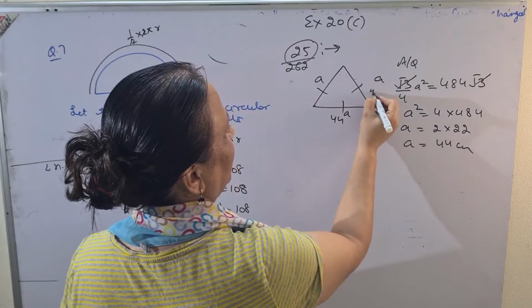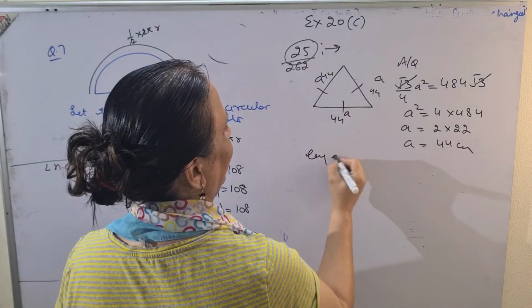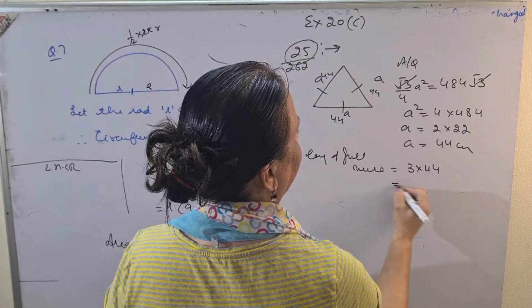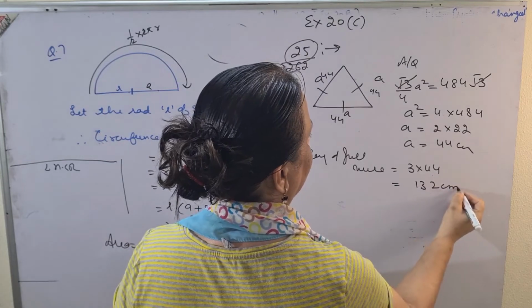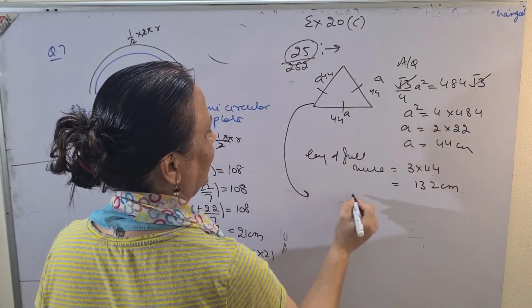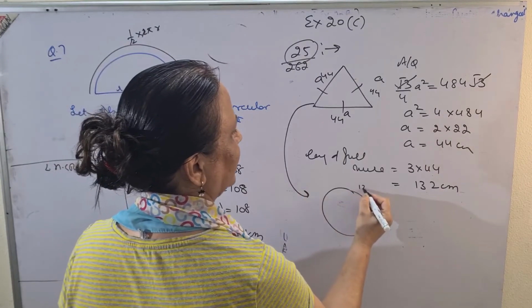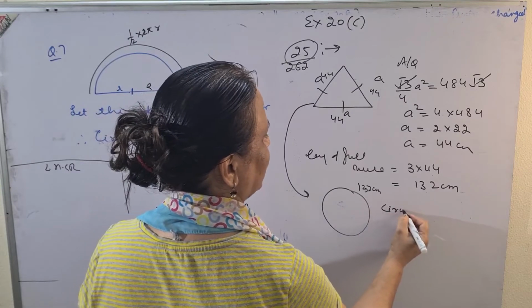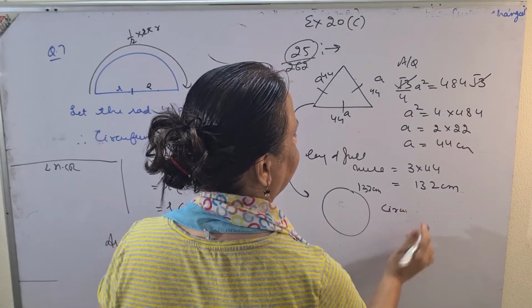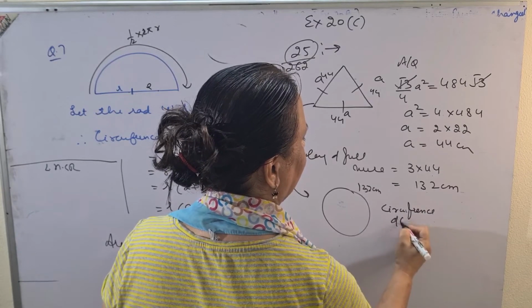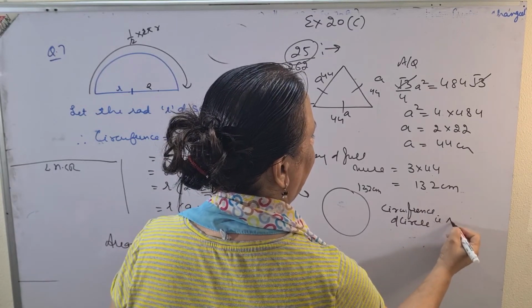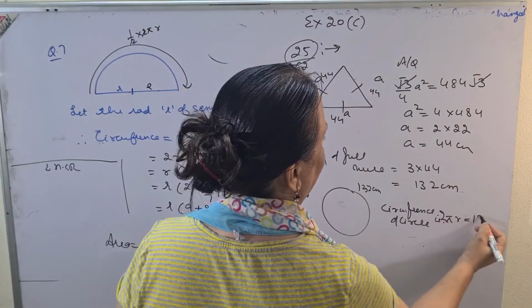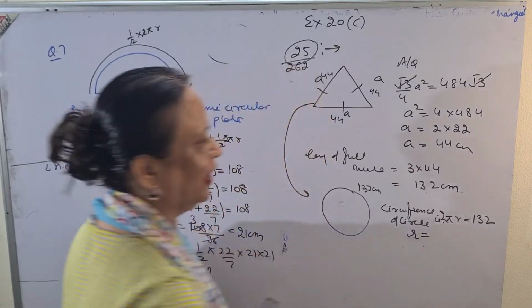If one side is 44, the length of the full wire will be equal to 3 into 44, that means 132 centimeter. Then we say that this wire is bent in the form of a circle. That means a 132 centimeter wire is bent in the form of a circle. So the circumference of the circle, that is 2 pi r, will be equal to 132. This will help you to get the value of R.